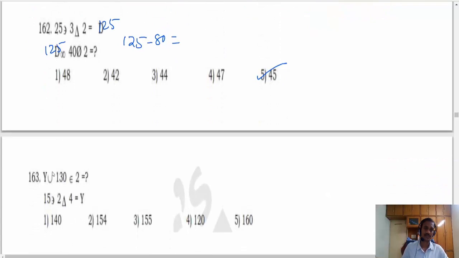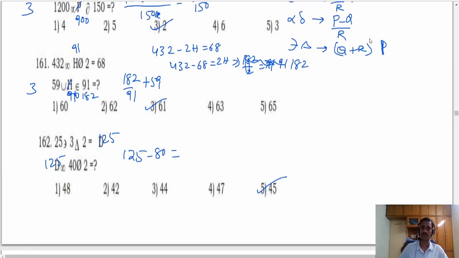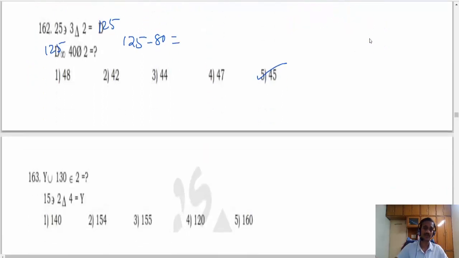Next one, the y value. Now 15. Now which category does it come under here? 15, last one. Q plus R into P, that is 15 into 6. 15 into 6 is how much? 90 is y.